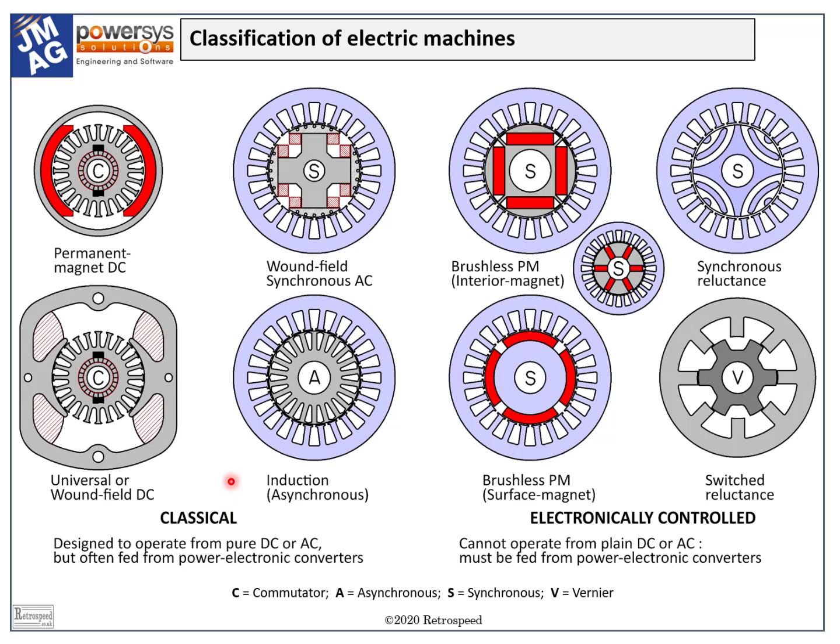The line start motor has no electronics. It starts and runs by switching on to the mains power supply directly at 50 or 60 Hertz.